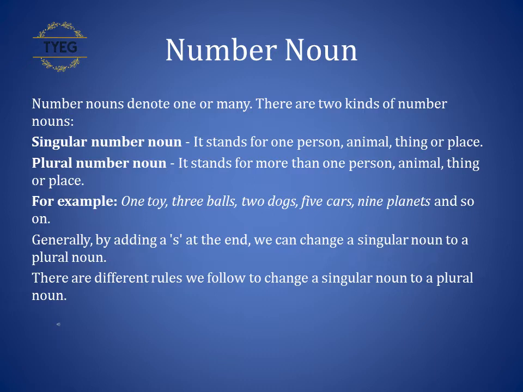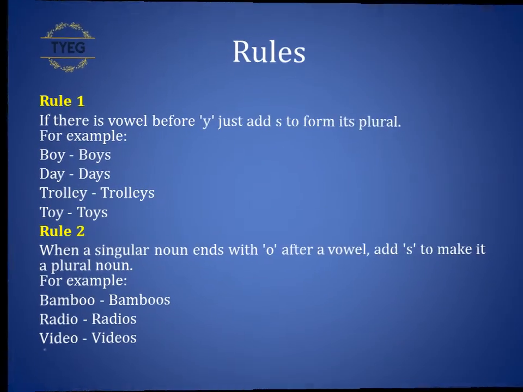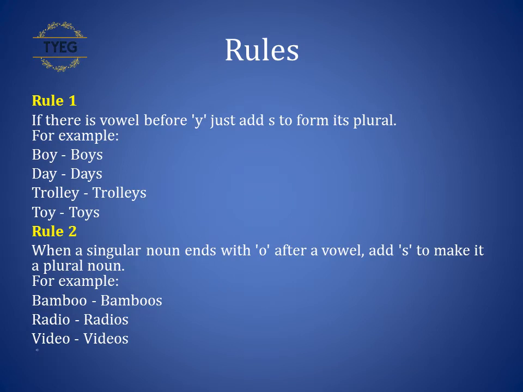Generally, by adding S at the end, we can change a singular noun to a plural noun. There are different rules we follow to change a singular noun to a plural noun. Rules. Rule 1. If there is a vowel before Y, just add S to form its plural. For example, boy, boys; day, days; trolley, trolleys; toy, toys.